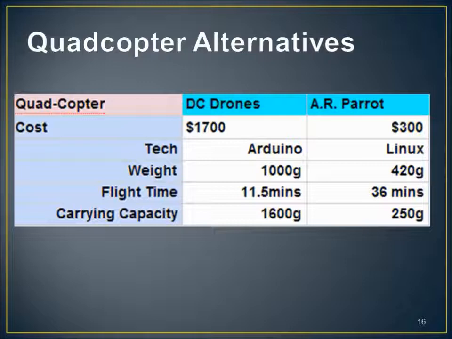We looked at two different quadcopters to see which one meets our requirements best. We looked at one off-the-shelf quadcopter, the AR Drone, and one custom-made quadcopter purchased through the DC Drones Group. The matrix shows the different specifications for each model.